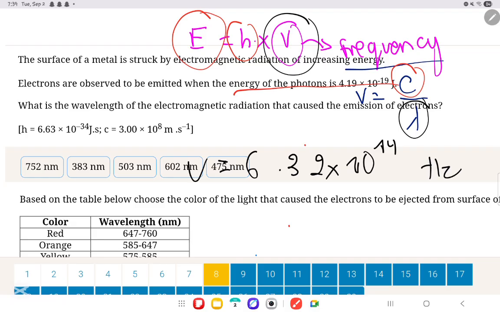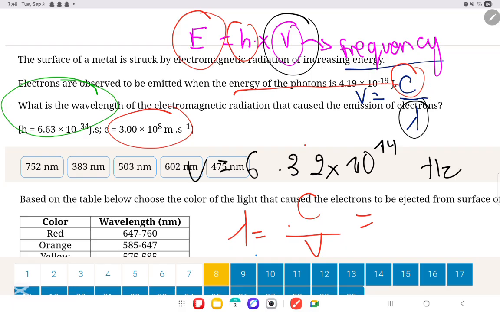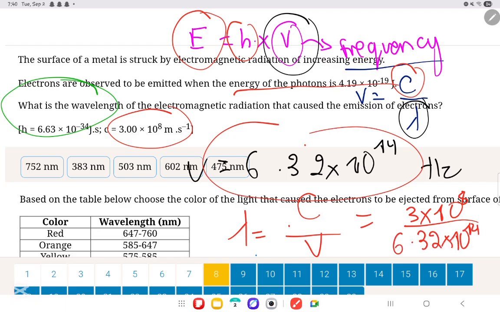Now that we have the value of the frequency, let us use it to find the value of the wavelength, because all of this we are doing in order to find the wavelength. So V is equal to C over lambda. That means lambda, what we're looking for, is equal to C over V, right? C was given to us as 3 times 10 to the power of 8, over the frequency V, which we found over here, 6.32 times 10 to the power of 14. So 3 times 10 to the power of 8 over 6.32 times 10 to the power of 14, and we'll get lambda equal to 4.75 times 10 to the power of minus 7.